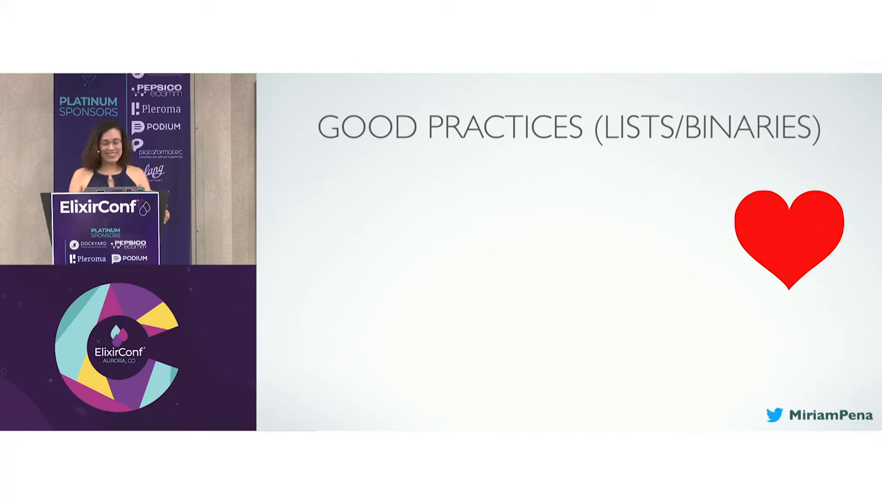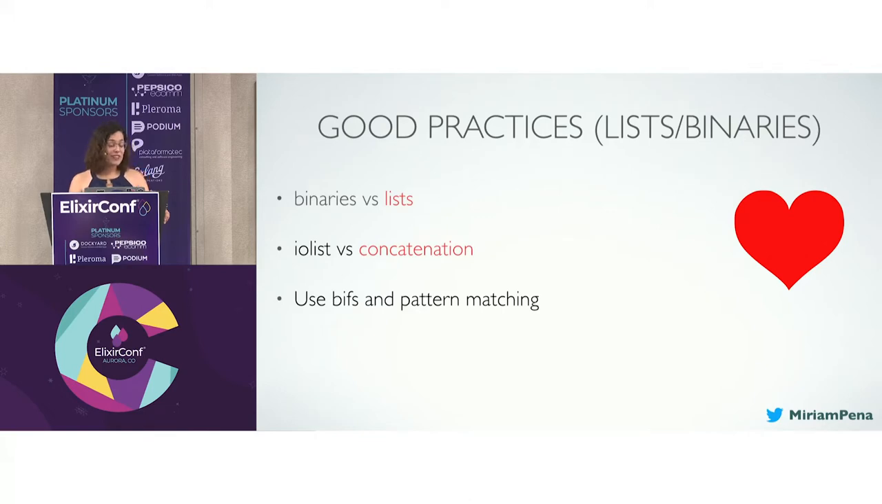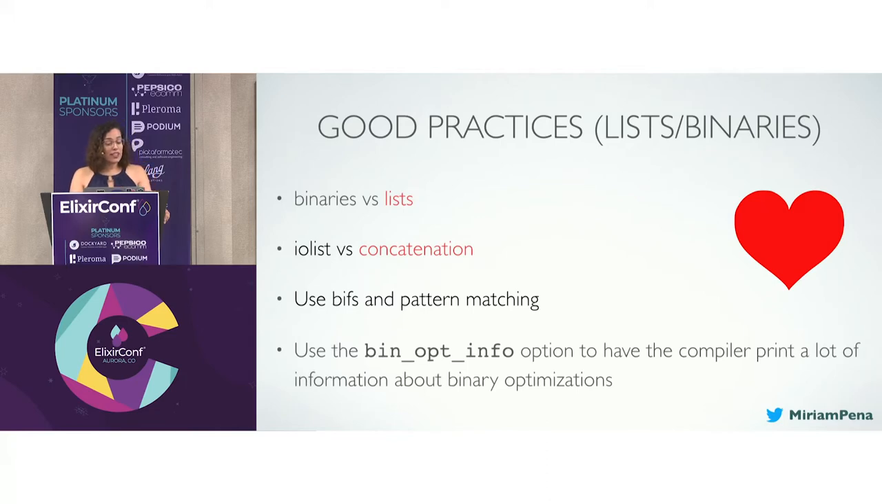Good practices: lists versus binaries. Use binaries as much as you can. Use IOLs as much as you can. Use built-in functions and pattern matching as much as you can, because you give chances to the compiler to do all these crazy smart optimizations that it knows better than you how to do. And there is a wonderful option in the compiler, at least in Erlang, called bin_info, that will help you print a lot of information on how to debug binary optimizations.